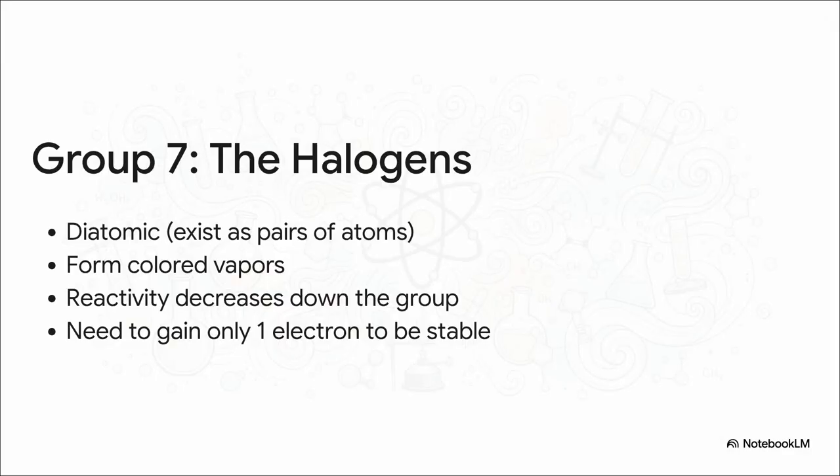Okay, now let's jump all the way to the other side of the table to group 7, the halogens, a totally different family. First off, they're diatomic, which is just a fancy way of saying they don't like to be alone, they always travel in pairs. And unlike the alkali metals, their reactivity actually goes down as you move down the family. They are desperate to steal just one electron, which makes them super reactive, but in a totally different way.